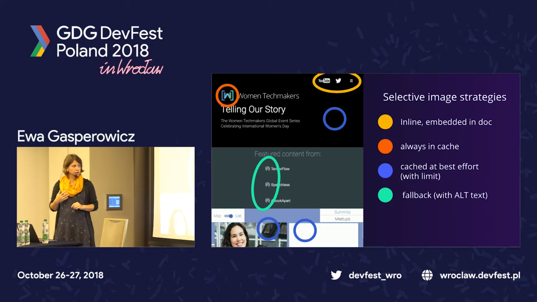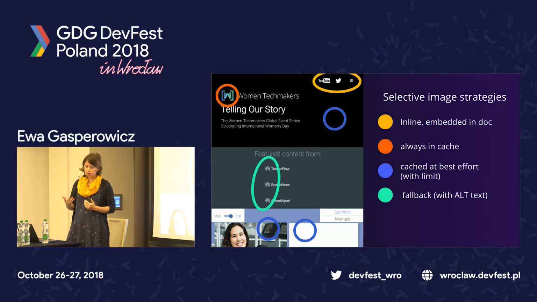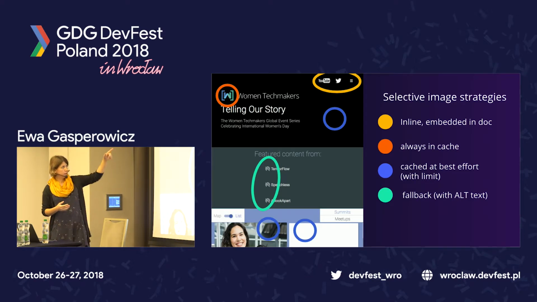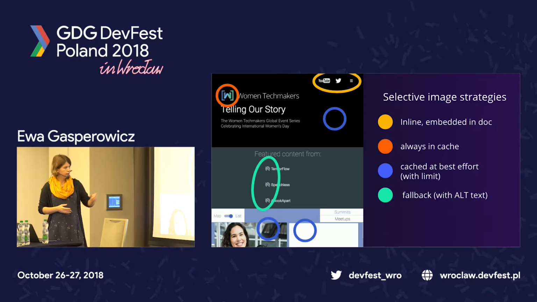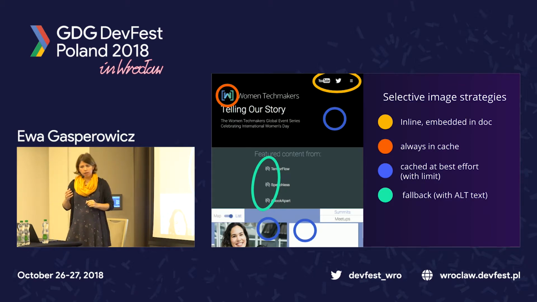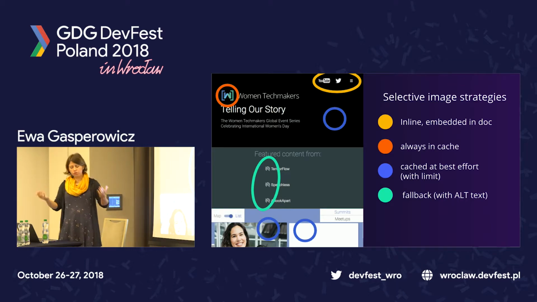Blue ones, cached at best default, which means I cache as many as I can, but the ones I can't, I don't cry over them. You can see that the image in the banner is missing and one of the below images are missing, but it does not break my site. And then the green ones, they have a fallback, which means I kind of display a fallback image. I don't have the real image there, but I can still convey this information that was contained in the image in the textual form.